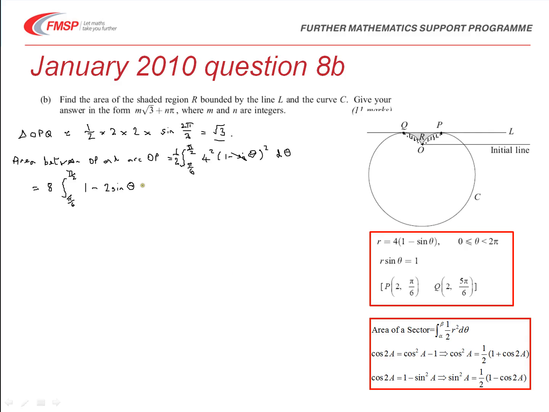So we can put in here the fact that this is now going to become plus a half minus a half cos 2 theta d theta.